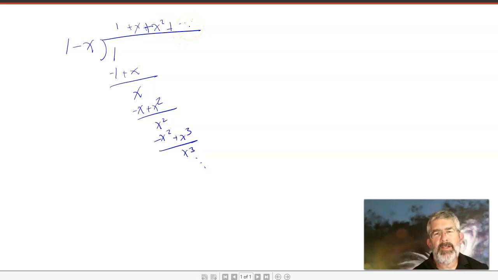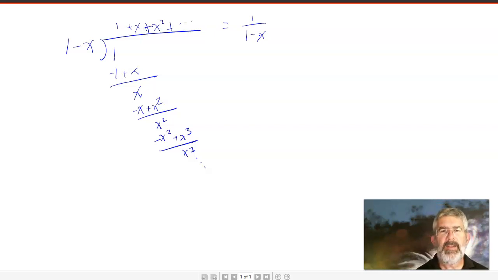This is a geometric series with c equal to 1 and r equal to x. And so this power series is equal to 1 over 1 minus x. Notice that the interval of convergence here should be from -1 to +1.